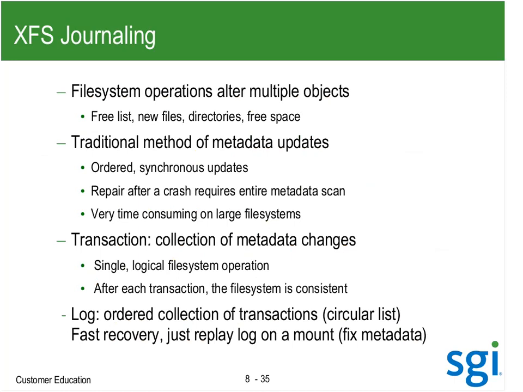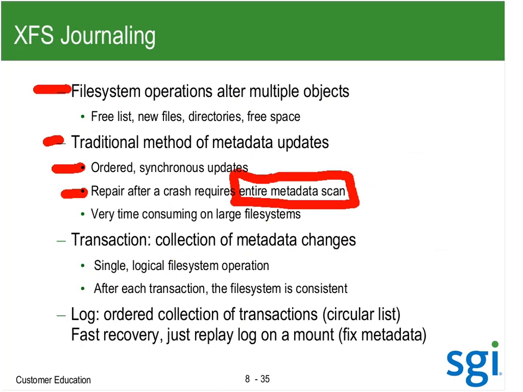So we get into journaling, file system operations altering multiple objects. The traditional method of metadata updates was an ordered synchronous update, and your repair after a crash required an entire metadata scan. I remember Crays that would be booting for 3 days as they repaired the file system. I remember when my son lost a FAT file system, and it was a 100 gig drive, and it took a day for ScanDisk to go through it, and where did everything end up? Lost and found. So a journal is protecting the integrity of the file system, and instead of putting things back in lost and found, they go back into the file system tree where they belong, because the journal says where we were in the file system that we were mucking with.